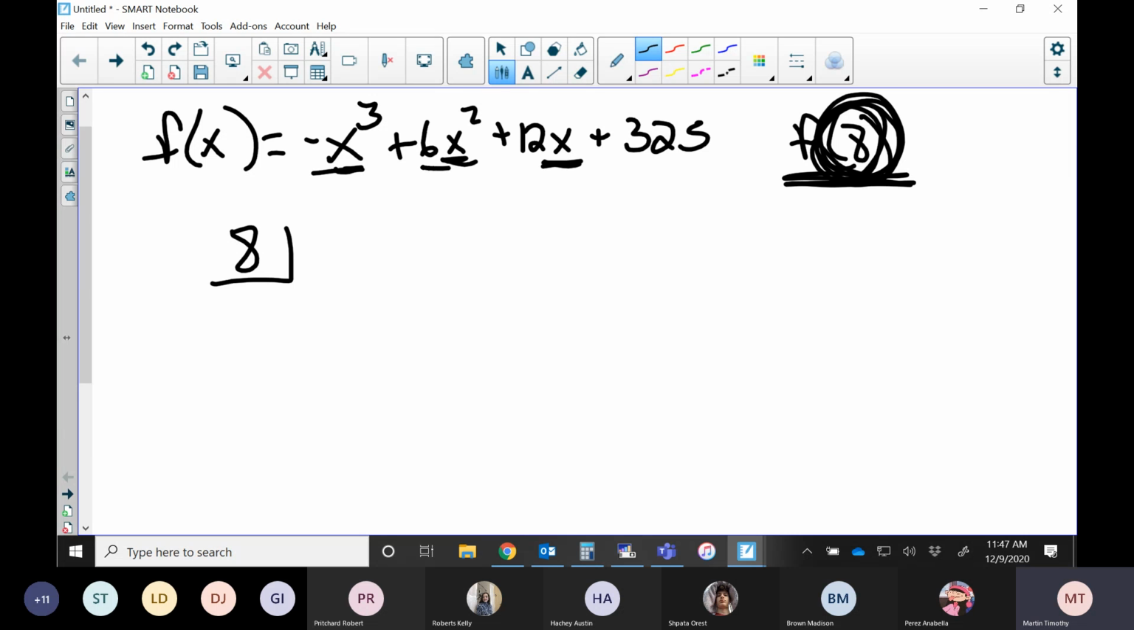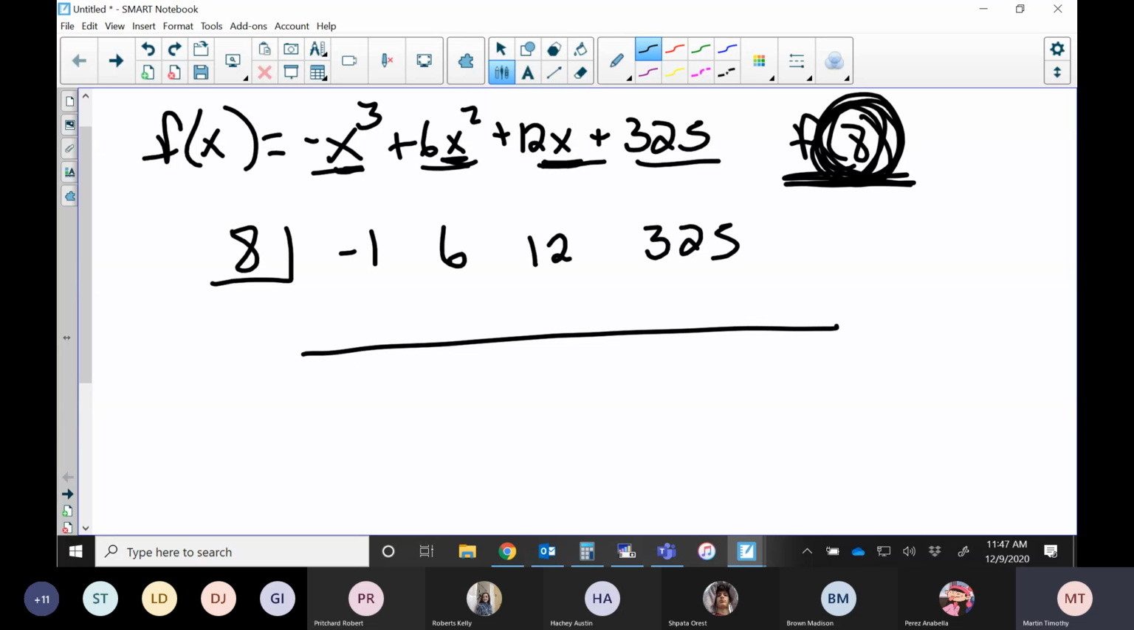You're still going to write all the coefficients from up here and make sure it goes from the highest power all the way down to 0. So -1, 6, 12, and 325. There was no skippage, so we're good. And you're going to do synthetic division. You're going to drop it down.